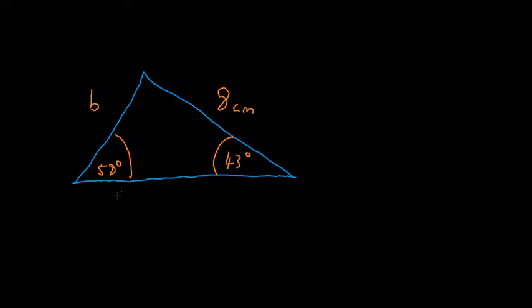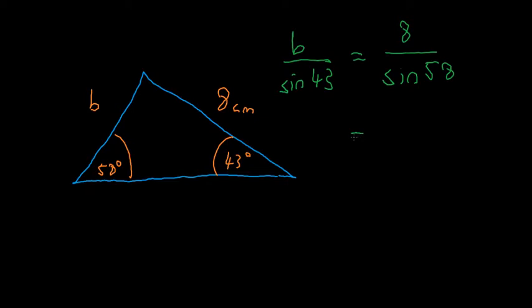This is the information I have. Well, I just set up the sine rule as follows. So I know that b over sine of the opposite angle, sine 43, is going to be equal to 8 over sine 58. Okay, pretty easy. I just multiply up by sine 43 and check that. Check the answer for yourselves. You should get about 6.43 centimeters.